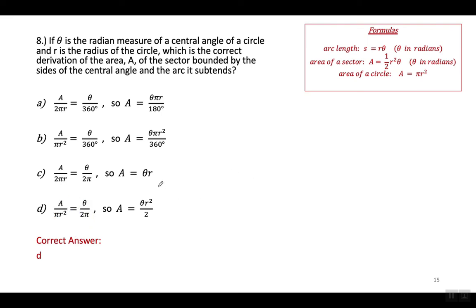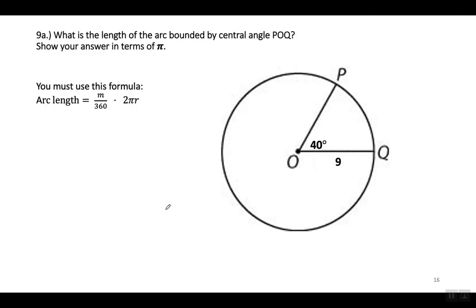Okay, so again, the easiest way to approach this problem is that the correct answer is giving you the formula for the area of a sector written when the central angle is in radians. You just have to realize that it's written slightly differently, but it's the same thing. All right, moving on. Question 9a.